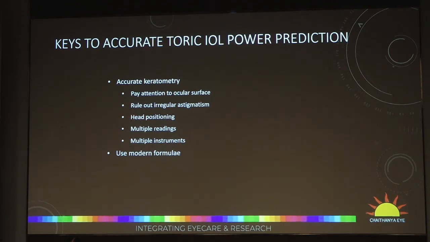So to sum up, the key to accurate toric IOL power prediction is accurate keratometry. You have to pay attention to the basics, the ocular surface, rule out irregular astigmatism, do a topography if possible. Make sure you're positioning the head properly while taking the keratometry. Take multiple readings, see if they are in agreement, use multiple instruments, and of course use modern formulae.